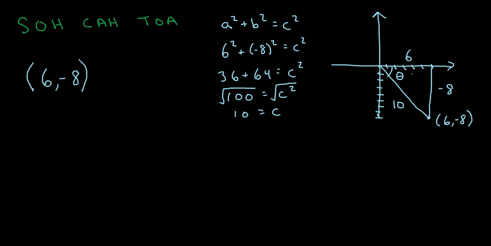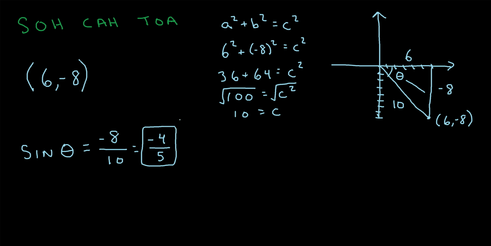So now that we know all three sides, we can find the trig functions. Let's say we wanted to find the sine of this angle right here. Well, referring to SOHCAHTOA, the sine is calculated as the opposite side over the hypotenuse. So the side that is opposite of this angle is -8, and the hypotenuse we just found was 10. So -8/10, and if we'd like, we can reduce that to -4/5. So that is the sine of that angle.